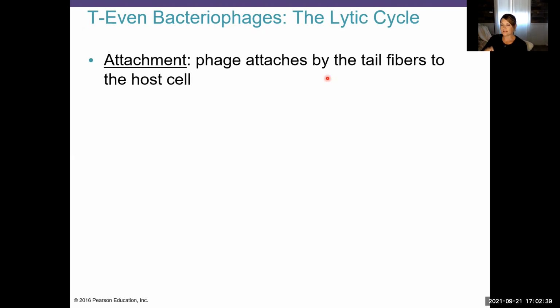So the first thing that has to happen with any virus, including bacteriophage, is that it must attach by the tail fibers to the host cell. There has to be some specific attachment place where the tail fibers recognize the bacterial cell that it's specific to, and they'll be able to create a bond. So here's the tail fiber, here's the receptor on the host cell, and it will be able to bond there, a specific bond. Okay, so that's called attachment.